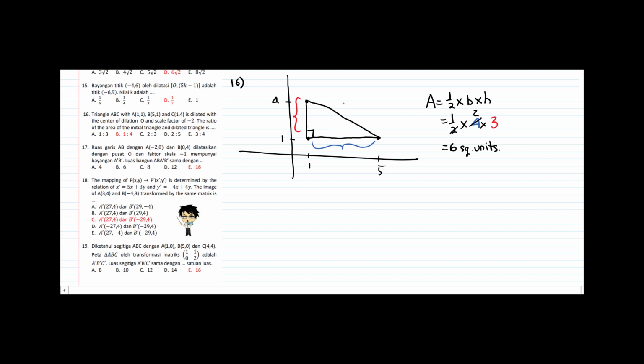Now I have to find the area of the image. Dilated. What does dilated mean? Enlarged. Okay, enlarged by how much? Negative 2. Negative 2 means 2 times. If the triangle is dilated 2 times, so the area will be 6 times 2 square. Okay, why square? Because the 2 right here is only to enlarge the sides.